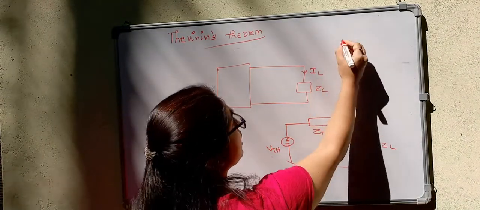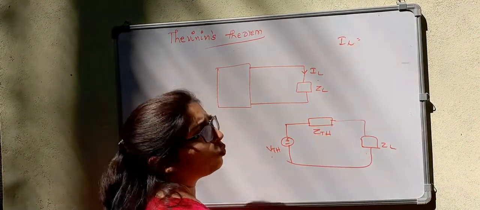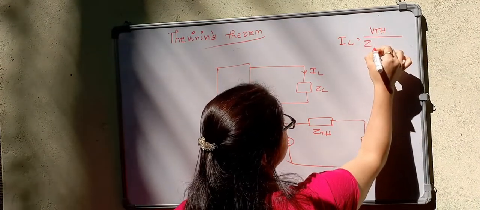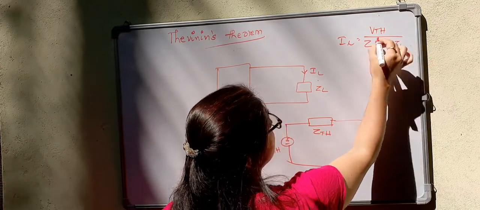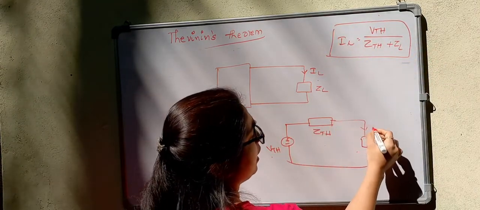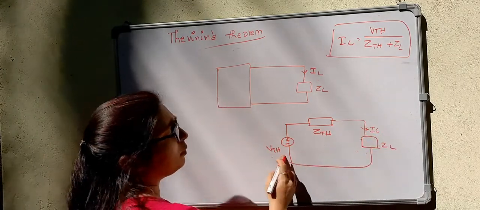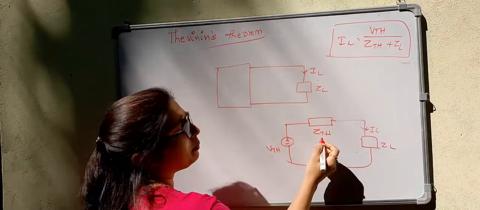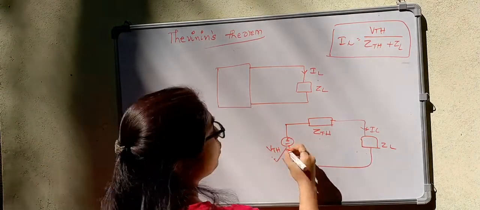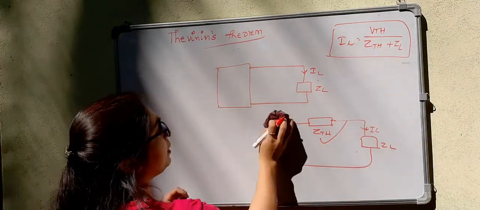So IL here will be equal to VTH divided by ZTH plus ZL. This will be your load current in this case. This is the current IL which is flowing. So IL will be equal to VTH divided by ZTH plus ZL. Here this is Thevenin's voltage, and this is the equivalent impedance.